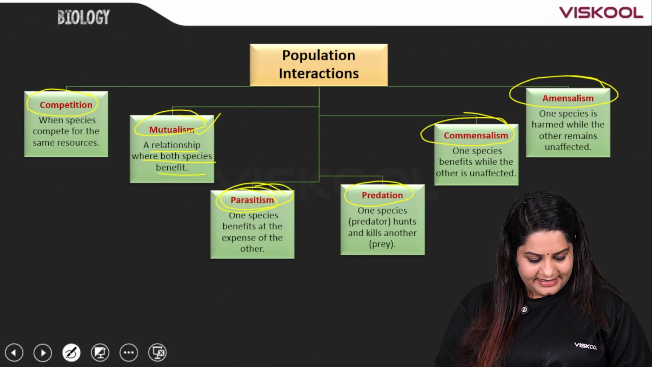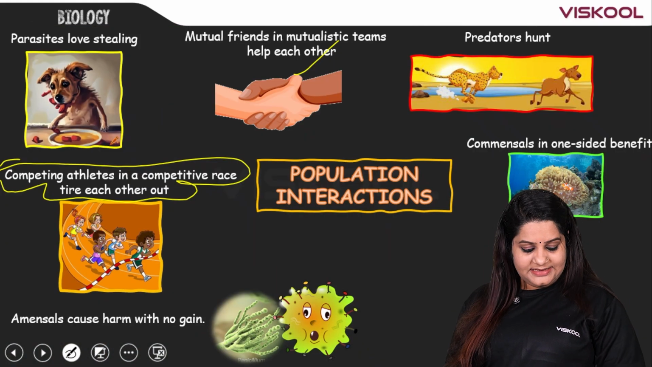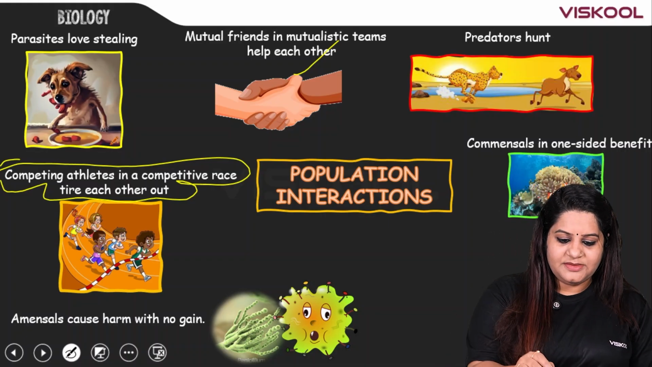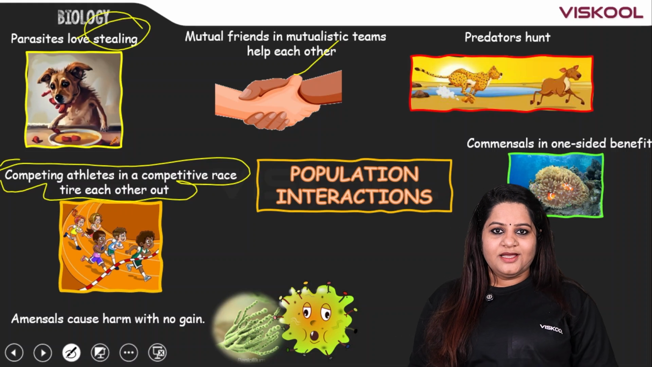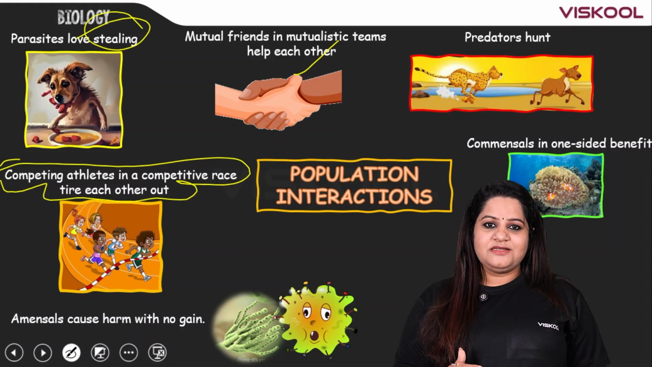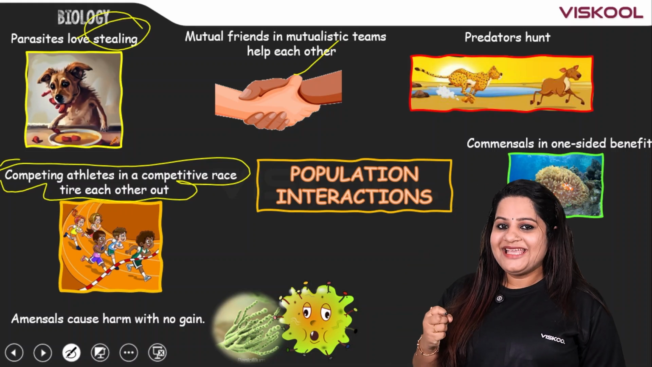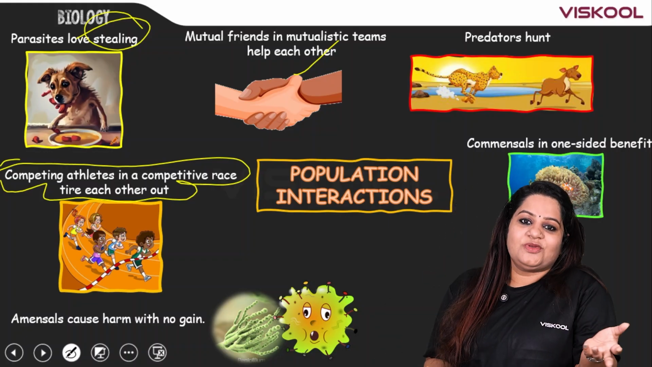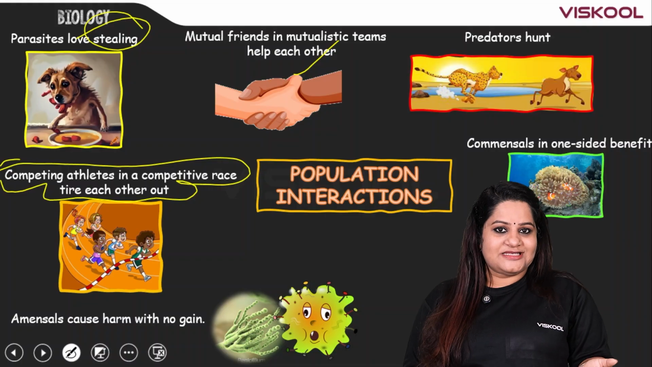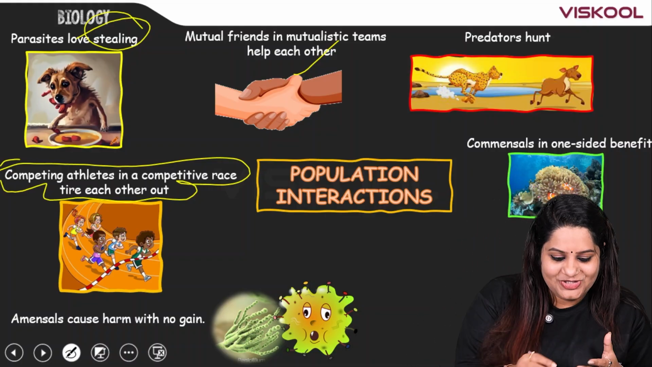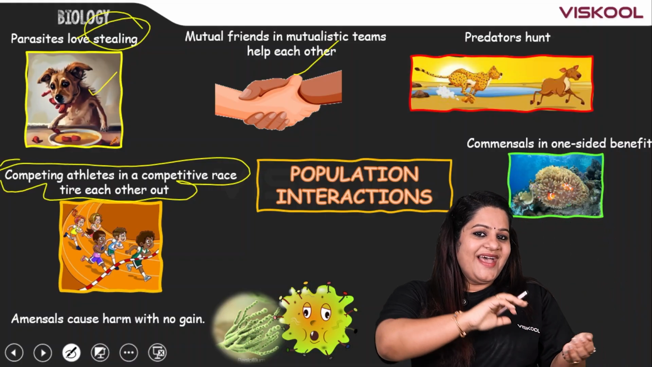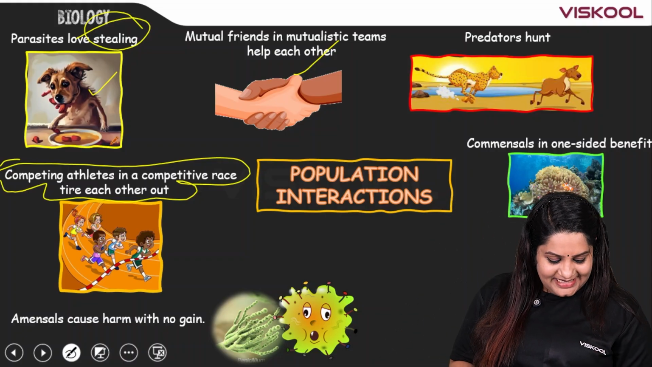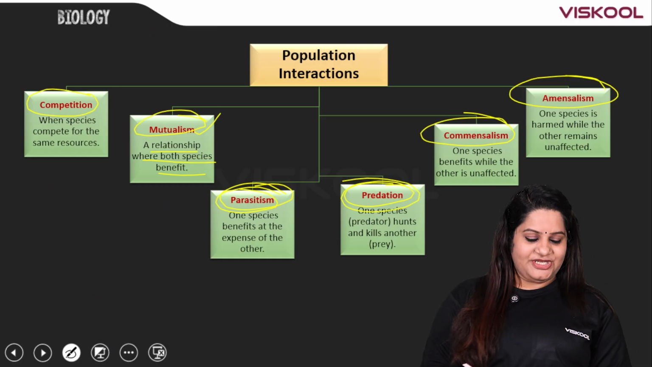The third one is parasitism. Parasitism means stealing something, right? There will be a resourceful person, and from that person we will be stealing something. The one who steals is known as the parasite, and the victim is known as the host. Here I have given such a picture: our doggy is trying to steal something.